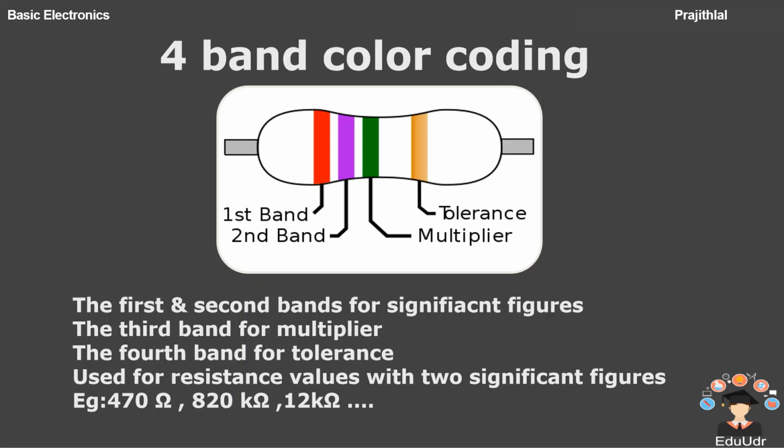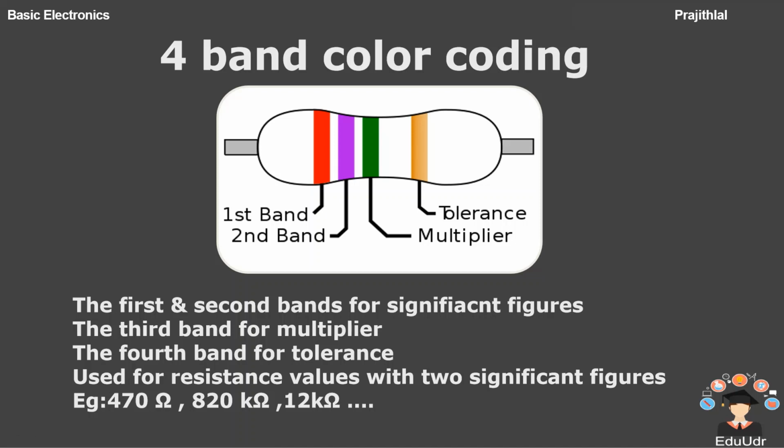As we said earlier, there may be resistors with 3 bands, 4 bands, 5 bands and 6 bands. We are starting with the 4 band color coding. In a 4 band color coding, the first band and the second band are for significant figures, while the third band is for multiplier and the fourth band is for tolerance. We should keep in mind that there will always be a gap between the tolerance and the rest of the code. This gap can be used to identify the correct position while reading a resistance code.